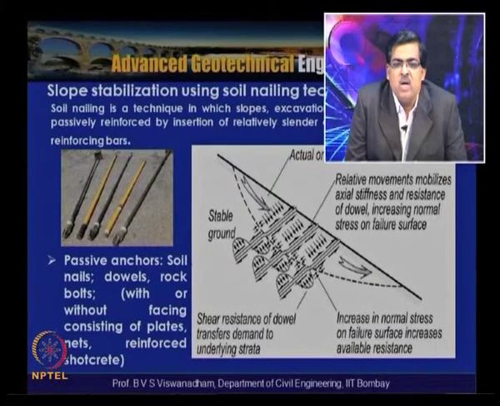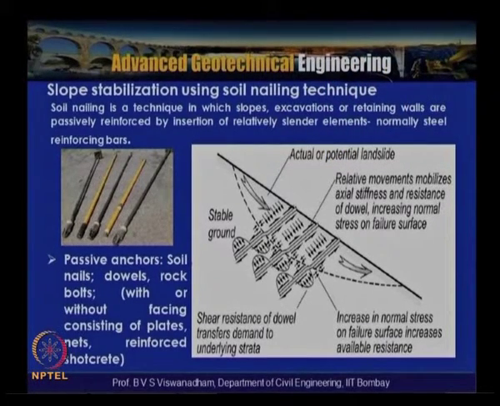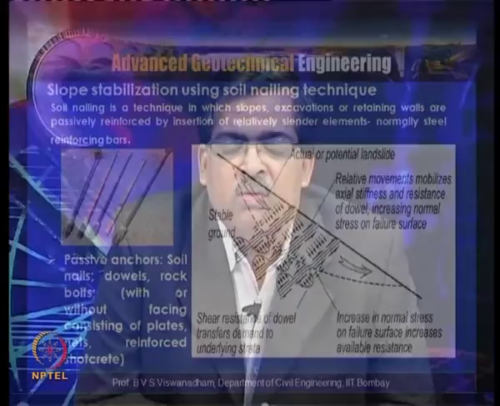So in the soil nailing technique basically they are passive anchors, and they are inserted in the form of slender elements, normally steel reinforcing bars, and these are done with a certain layout, what is called a nail layout, and they are inclined at a certain inclination, and they are also provided with certain facing which we are going to discuss.